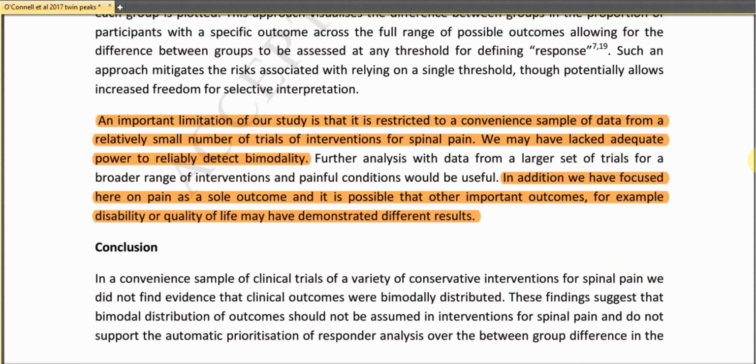So in conclusion, it undermines the clinical claim that certain people respond particularly well to certain treatments.